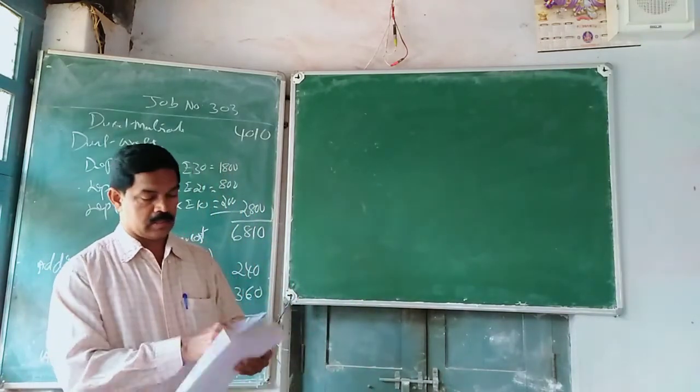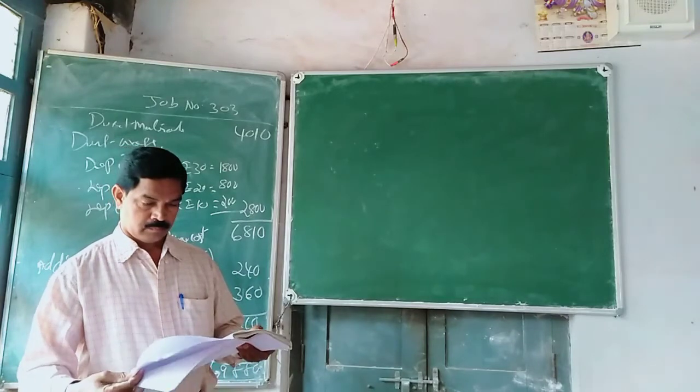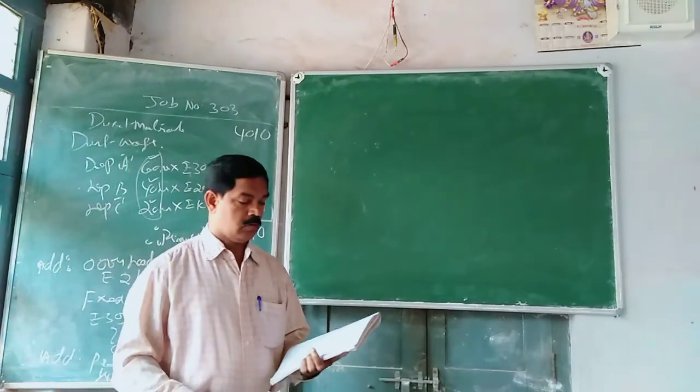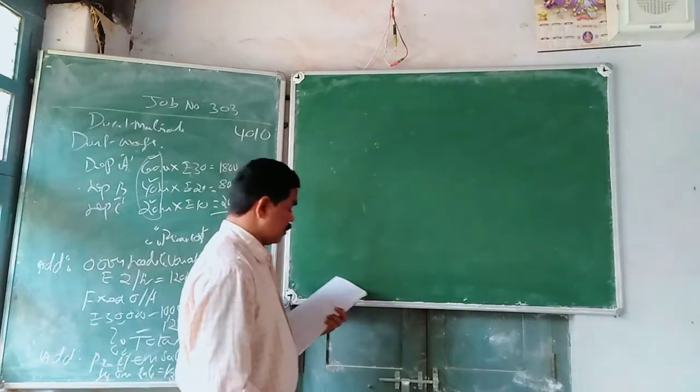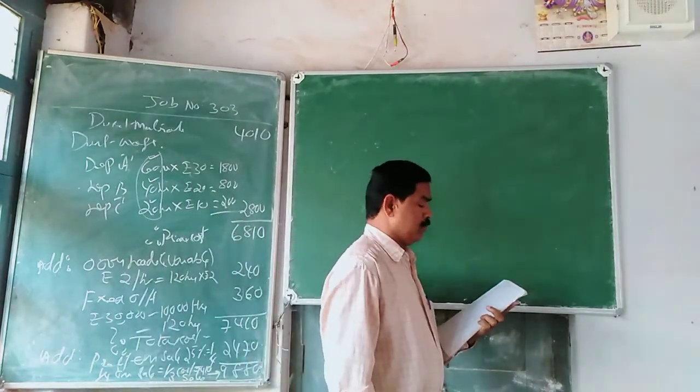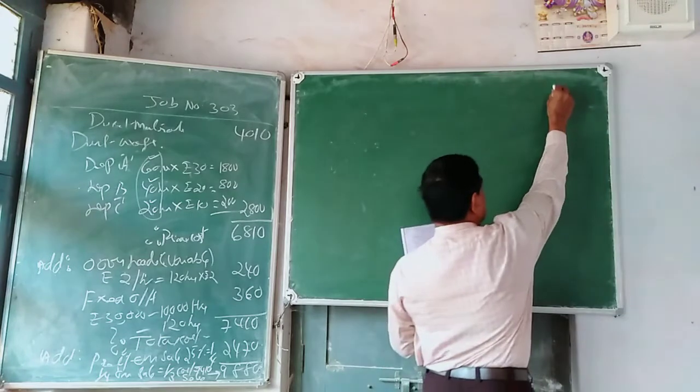So let us see the solution. Problem number 8. So we need here 2 amount columns, that is for job number 612 and job number 613.